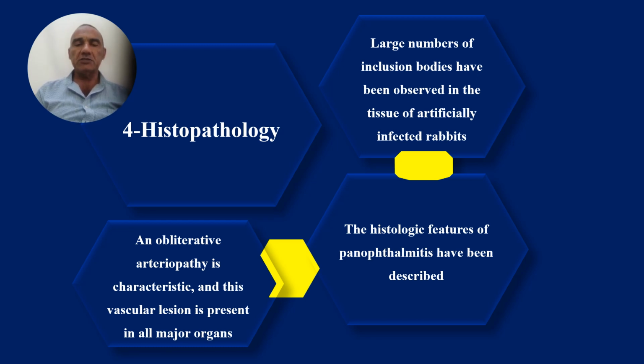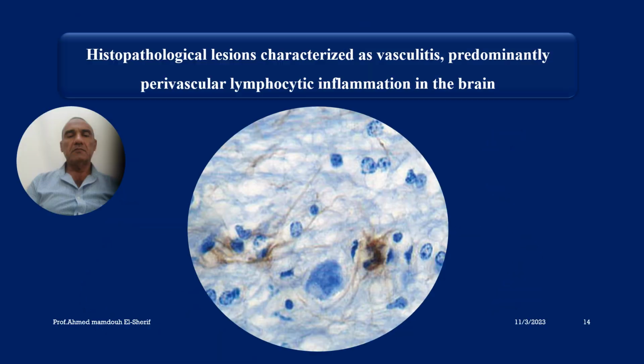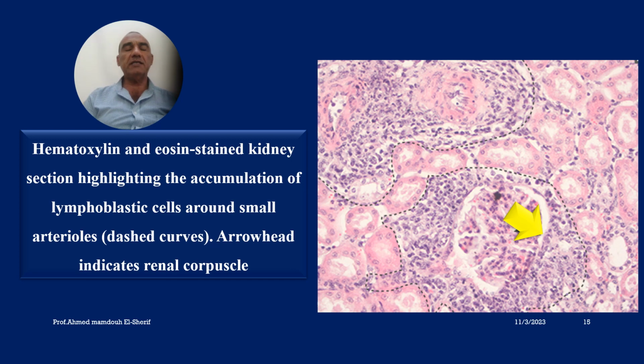The histopathological features of panophthalmitis have been described. An obliterative arteriopathy is characteristic, and this vascular lesion is present in all major organs. This is a picture of histopathological lesions characterized by vasculitis, predominantly perivascular lymphocytic inflammation of the brain, and hematoxylin and eosin stained kidney sections, highlighting the accumulation of lymphocytic cells around a small arteriole, outlined by dashed curves. Arrowhead indicates renal corpuscle.